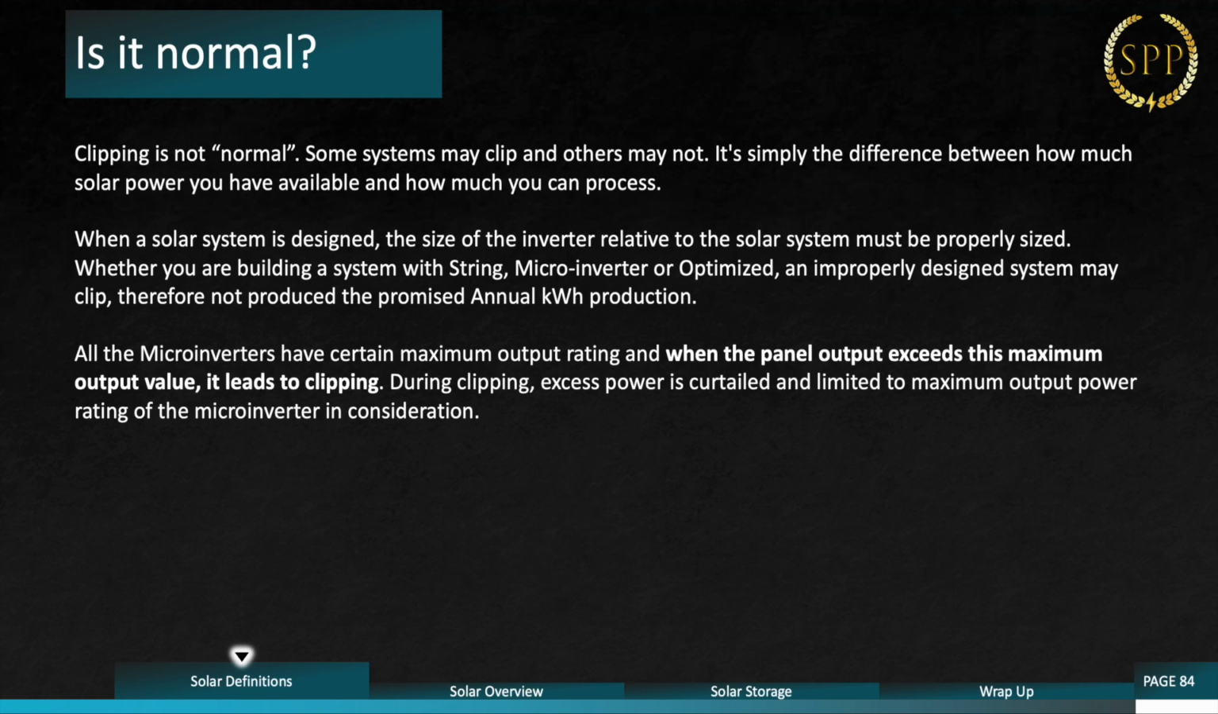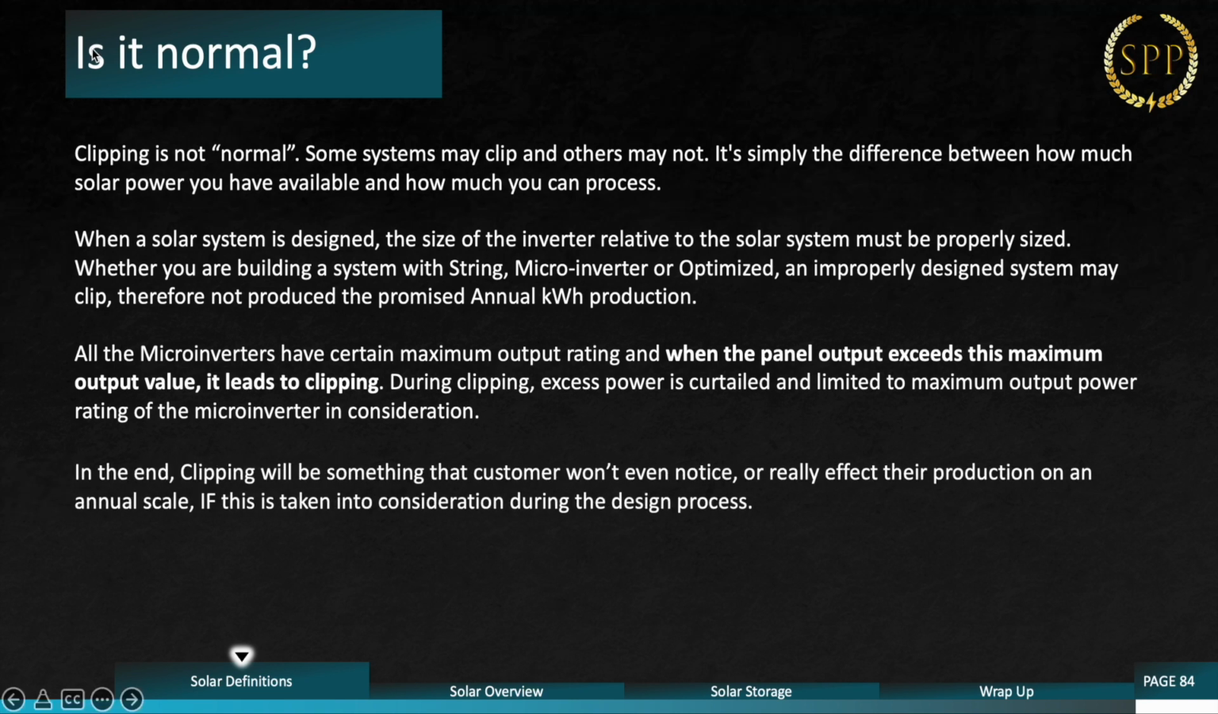Whether you're building a system on a string, microinverter, or optimized, an improperly designed system may clip, therefore not produce the promised annual kilowatt hour production. Now, it's important to understand that all the microinverters have certain maximum output ratings, and when the panel output exceeds this maximum output value, it leads to clipping. So, yes, microinverters will clip. During clipping, excess power is curtailed and limited to the maximum output power rating of the microinverter in consideration. So, really important, just because it's a microinverter and that inverter only handles the conversion of the power of that one panel doesn't mean it's clipping proof.